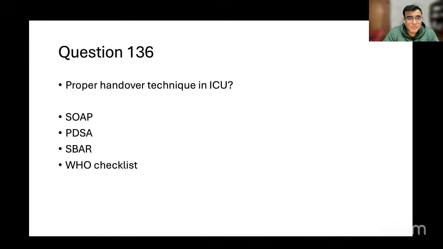Proper handover technique in ICU. SBAR is the handover technique, which you would have read in ATLS. In emergency, in ICUs, in ATLS, everywhere it is the SBAR technique: situation, background, assessment and recommendations. So the correct answer was SBAR.